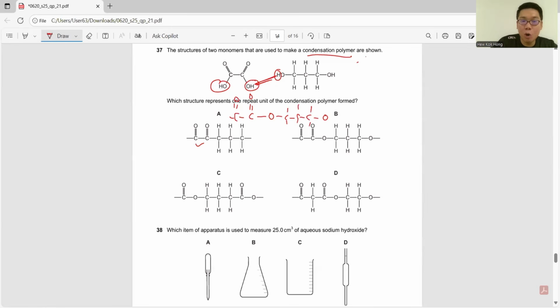Here I have 2CO, which is correct, but here it lacks the O, so it's wrong. 2CO, 1O, 3C, and 1O. Very perfect. C does not have 2CO, so it's wrong. D does not have 2CO, so it's wrong. So the answer is just B.